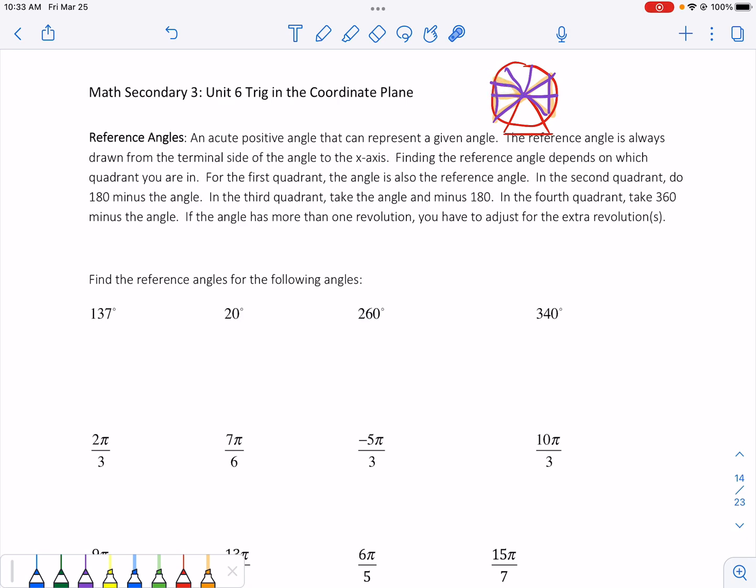And we did the same kind of thing with the straw activity. So our reference angle is an acute positive angle. That means that it's less than 90 degrees, and it represents our given angle. The way that it represents the given angle is it's always drawn from the terminal side to the x-axis. That's really important that it's to the x-axis. Okay, so this is easiest explained with pictures.